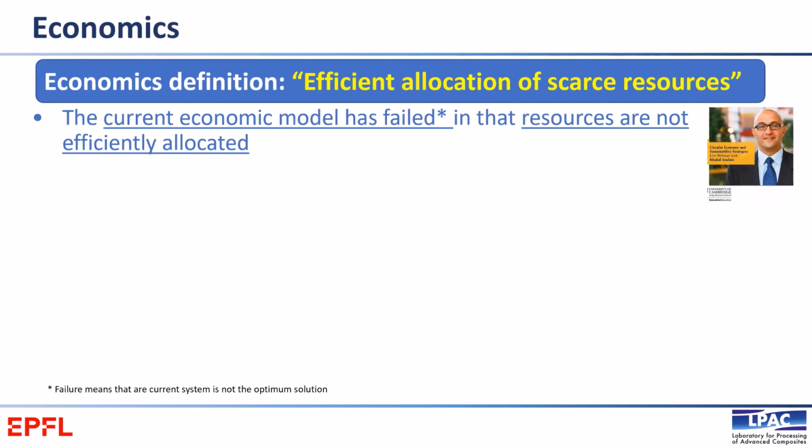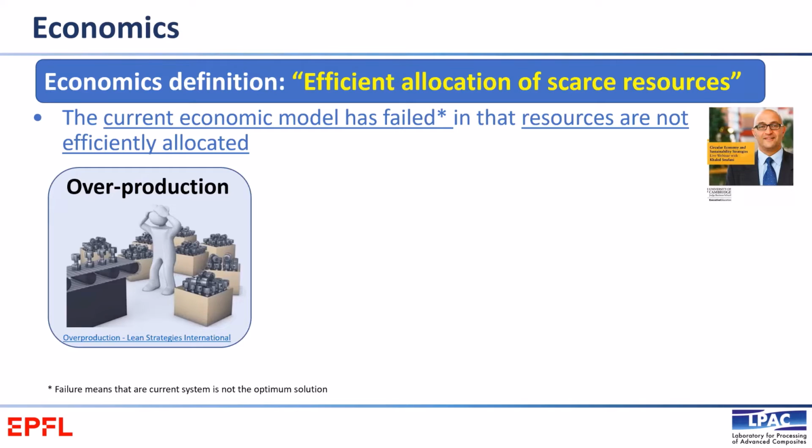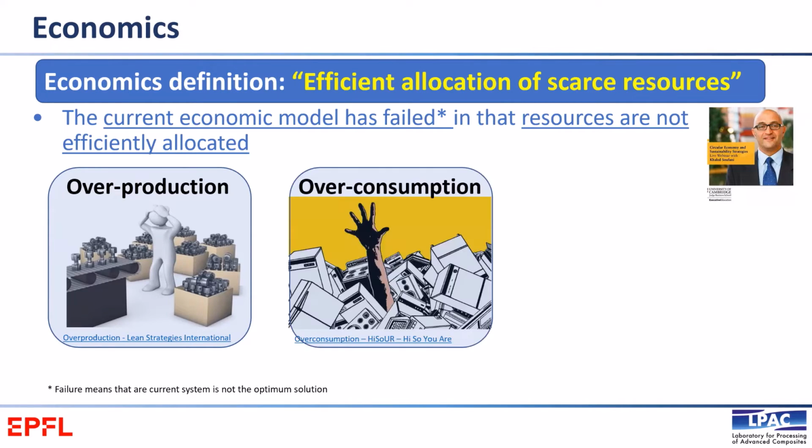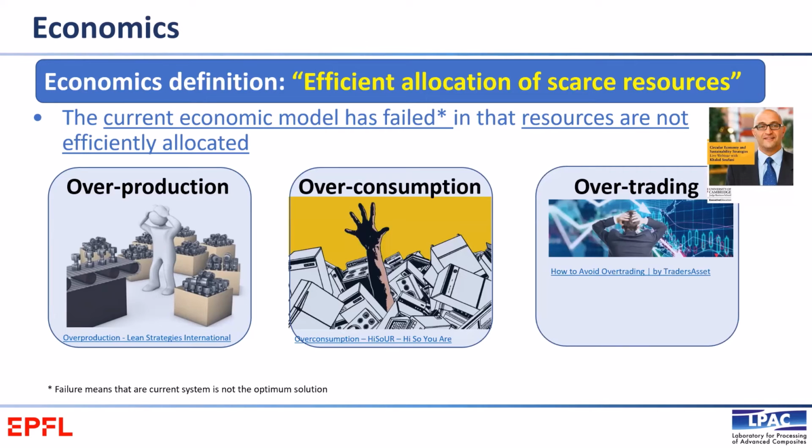And he basically said in the course, in front of like 300 people on Zoom, the current economic model has failed because resources are not efficiently allocated. It doesn't mean that the current system is a failure, it means it's not the optimum solution. Because we overproduce, we overconsume, and we overtrade. The system is running too hot.